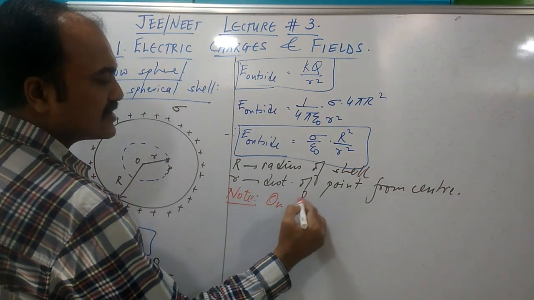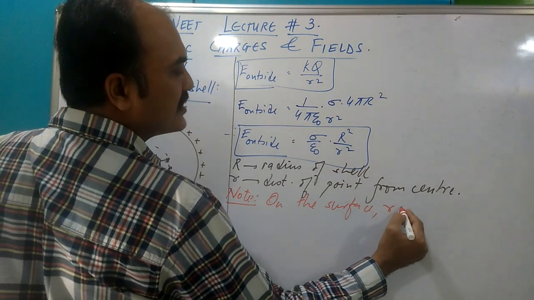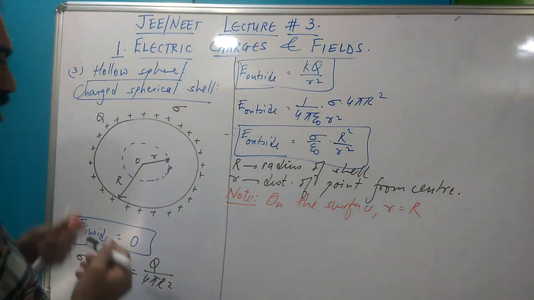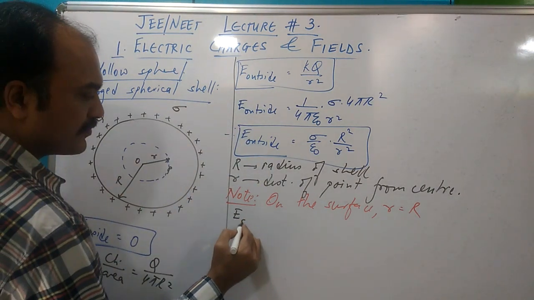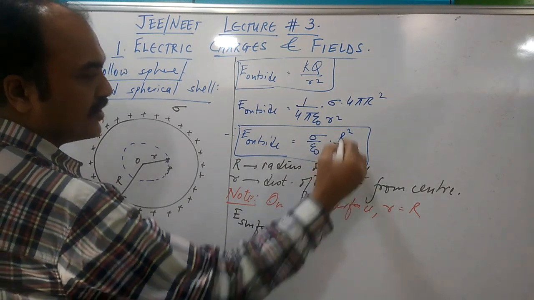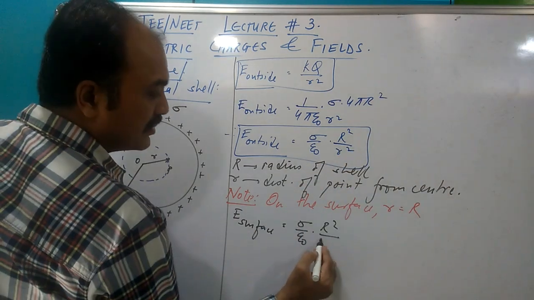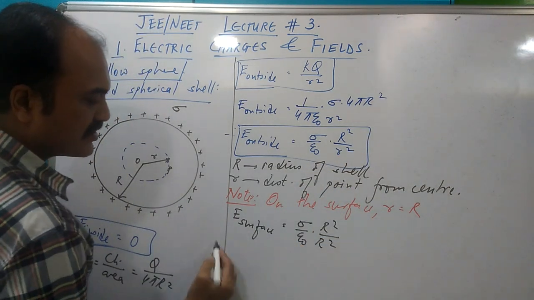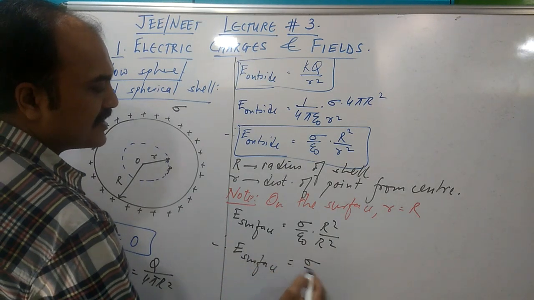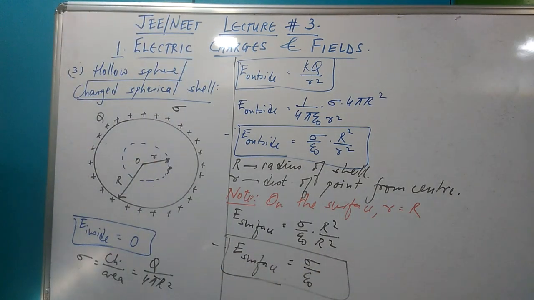Though they seldom mention this, on the surface, do you agree that small r is equal to big R? Let me put that here. So E on the surface is sigma by epsilon 0 into big R square over big R square. Now this small r has become big R, so big R square by big R square goes away. So electric field on the surface is simply sigma by epsilon 0.